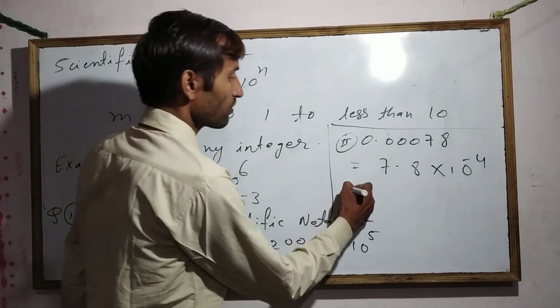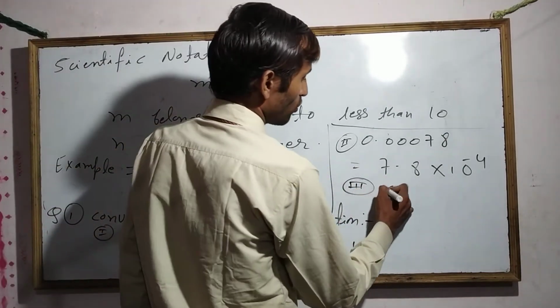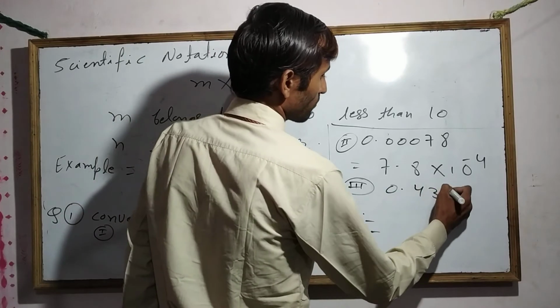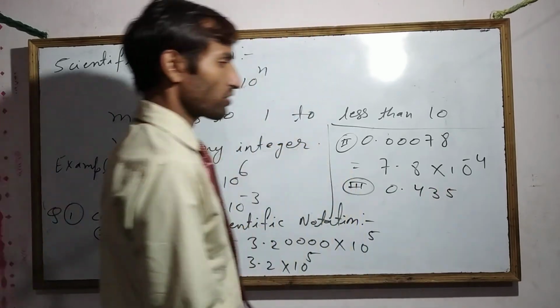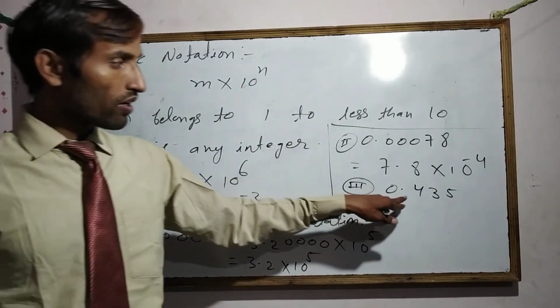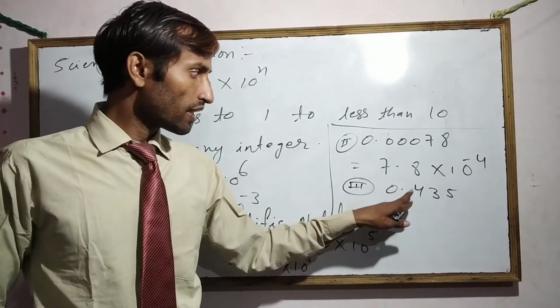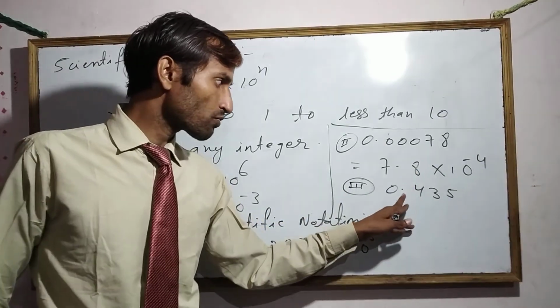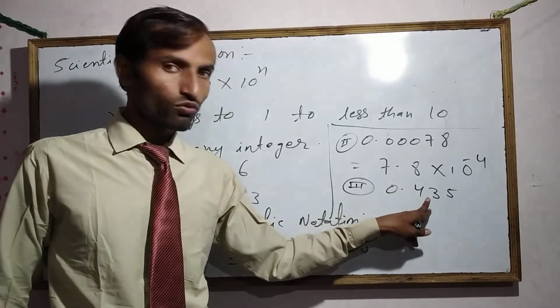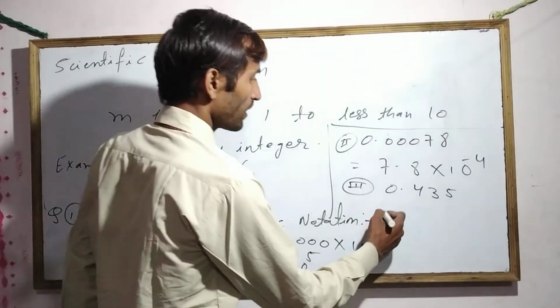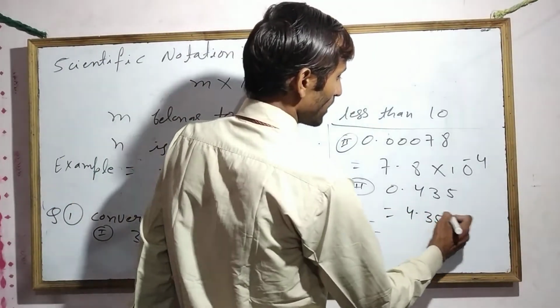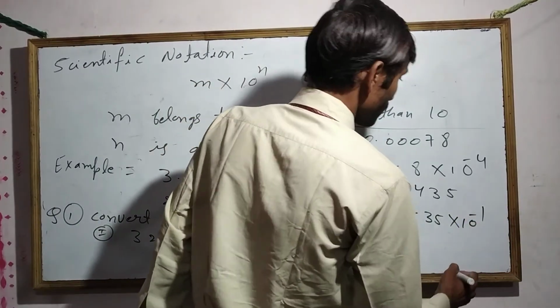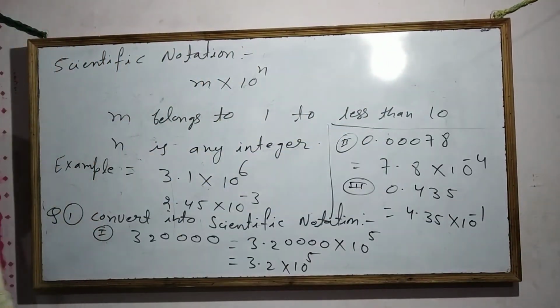Next, you can take the third part also: 0.435. If the question is given like this, we have to convert into scientific notation. Then we have to shift this point to after 4 only, means 1 digit. So we write 4.35 into 10 power minus 1. So this is our scientific notation.